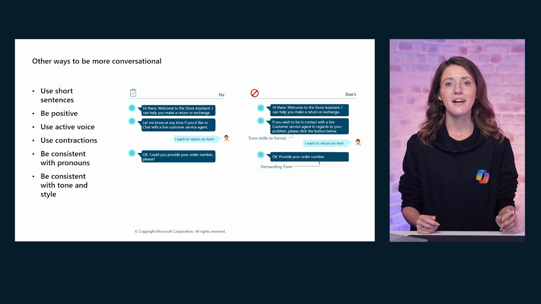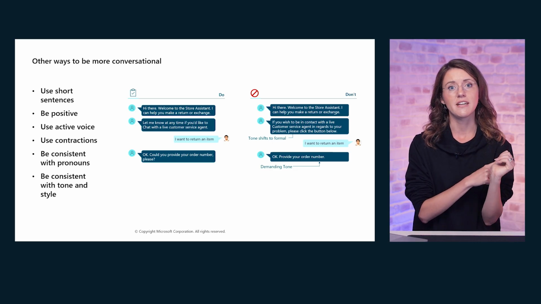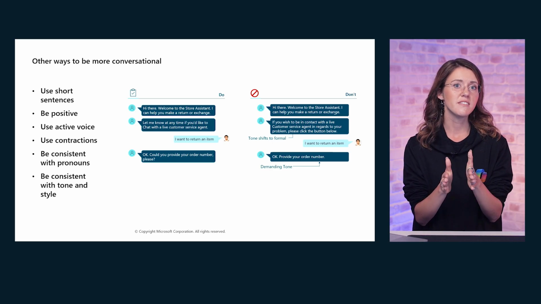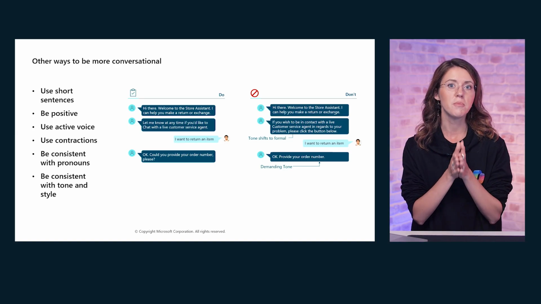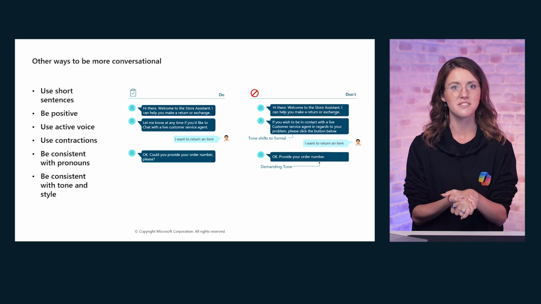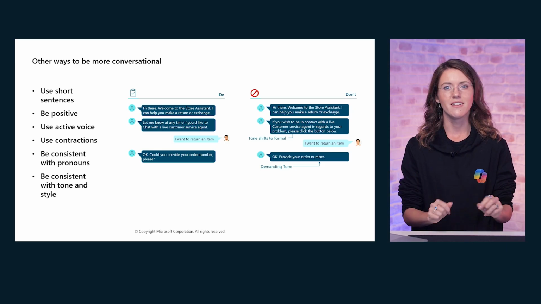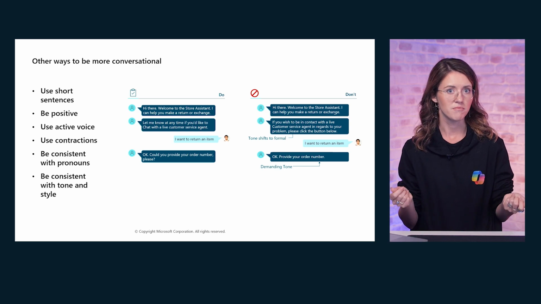Other ways to make your agent sound more conversational include the following. Use short sentences. Shorter sentences are easier for people to comprehend. Additionally, shorter sentences mimic live conversation flow more closely. For example, "Sounds great. Let me get this started for you."